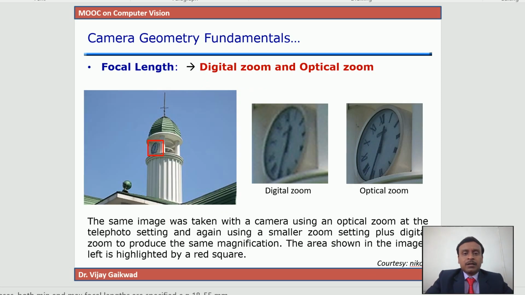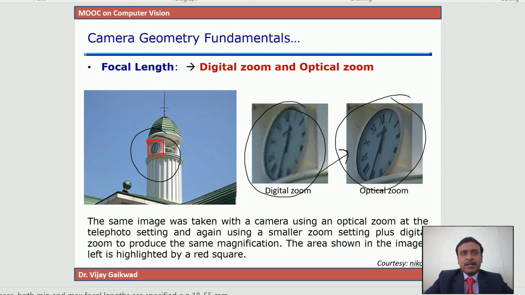Now, in continuation, there is a concept called digital zoom and optical zoom. So here is an object, and a watch on a building has to be highlighted. When digital zoom is applied, we get the clarity of image as shown over here, and when we use optical zoom, we get better quality.